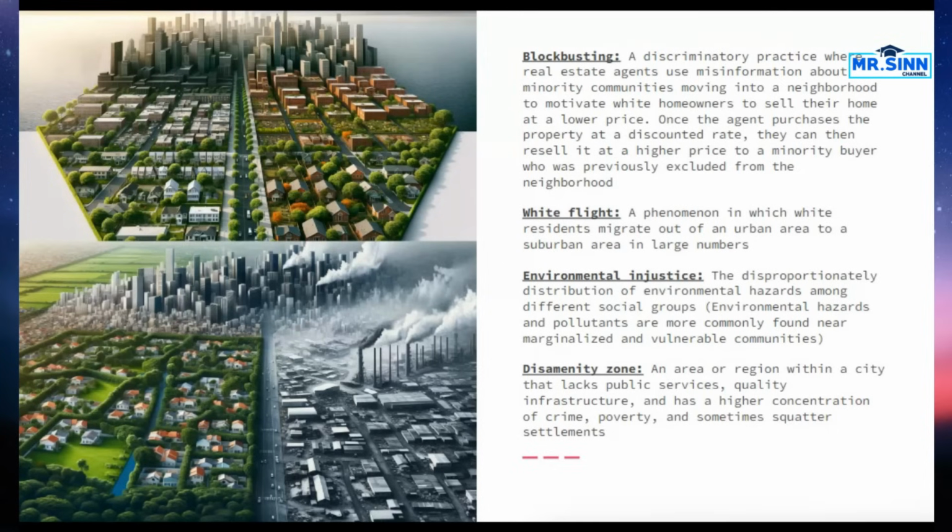Last one there, disamenity zone. We kind of talked about this when we were looking at our urban models, but remember, these are areas within a region that lack public services and quality infrastructure. There's a higher concentration generally of poverty, crime, maybe sometimes even squatter settlements. So those would be those areas there. And just as a reminder, when we're talking about squatter settlements or informal settlements, these are areas where people have built homes on the land, but they don't actually own them. So they don't have a legal right to the land there.